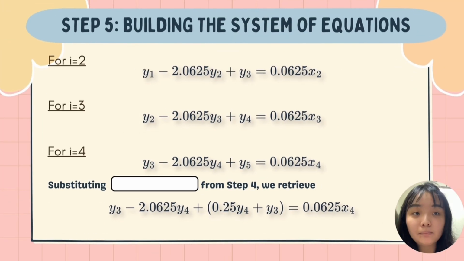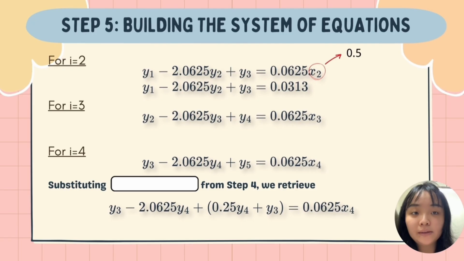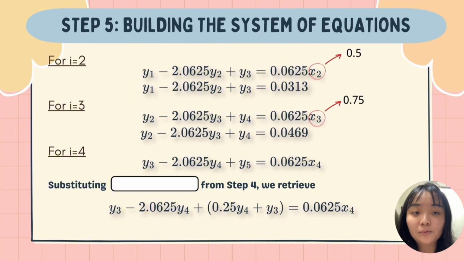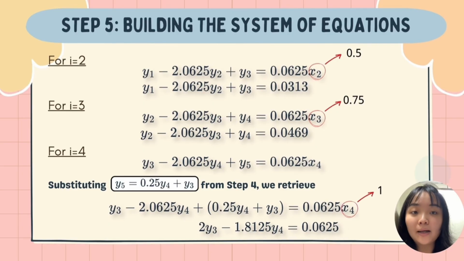Next, we continue applying the master equation to the remaining interior nodes. For i equal to 2, where x2 equal to 0.5, we obtain y1 minus 2.0625 y2 plus y3 equal to 0.0313. For i equal to 3, where x3 equal to 0.75, we obtain y2 minus 2.0625 y3 plus y4 equal to 0.0469. And finally, for i equal to 4, we use the second Robin boundary condition derived in step 4. Substituting y5 equal to 0.25 y4 plus y3 into the master equation and simplifying gives 2y3 minus 1.8125 y4 equal to 0.0625.